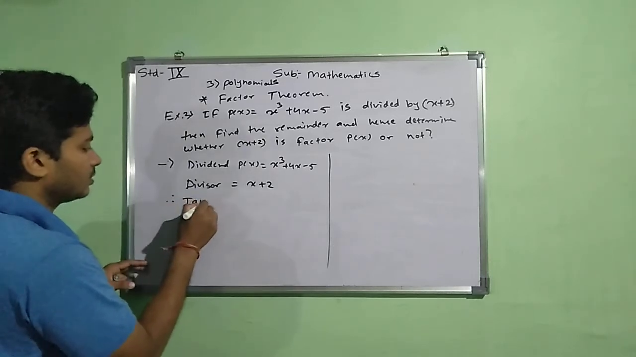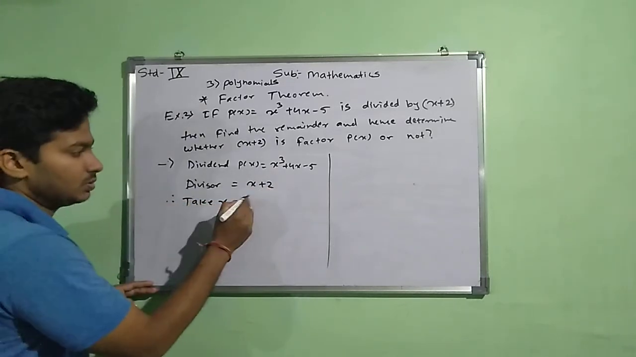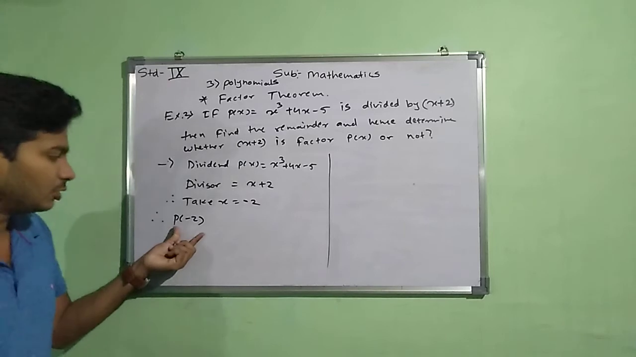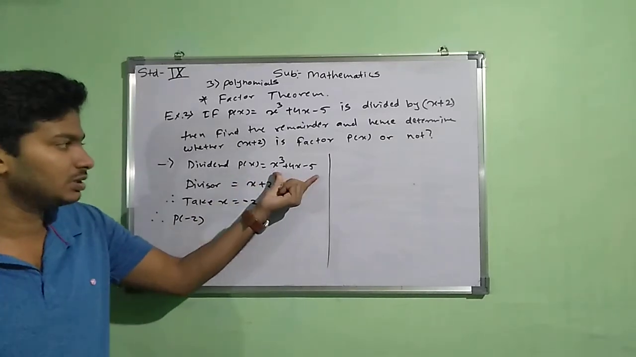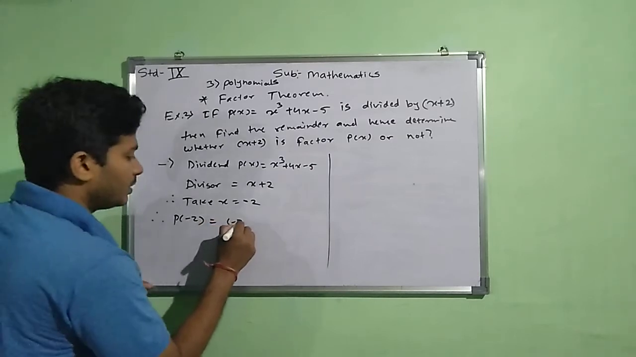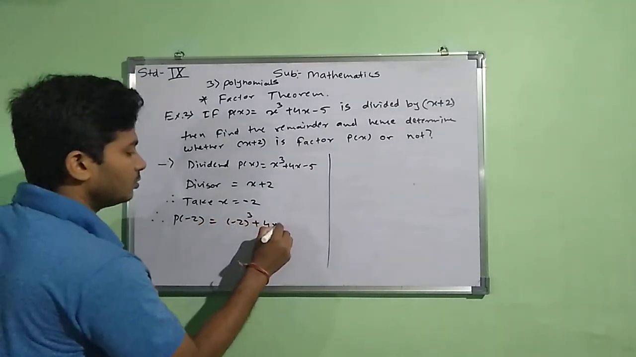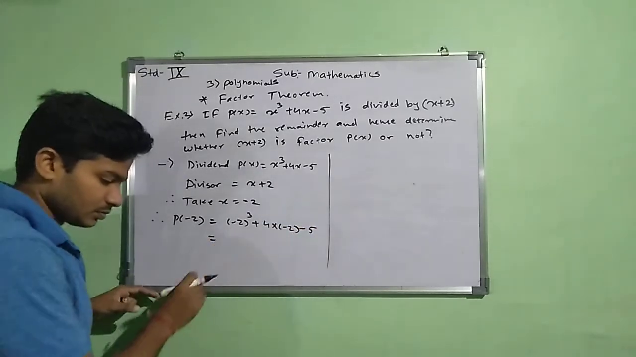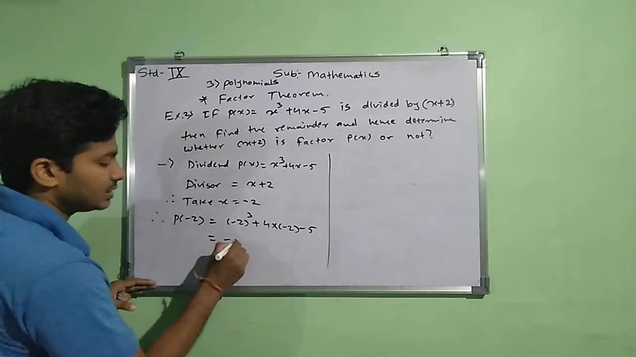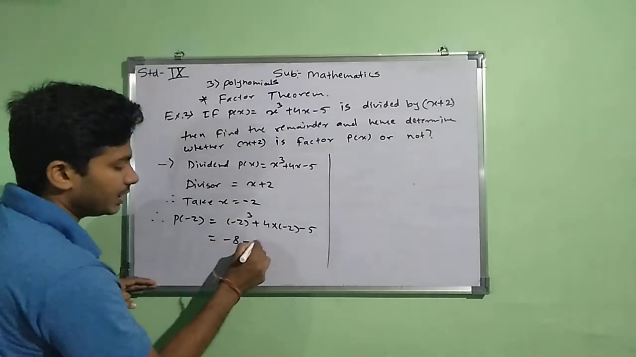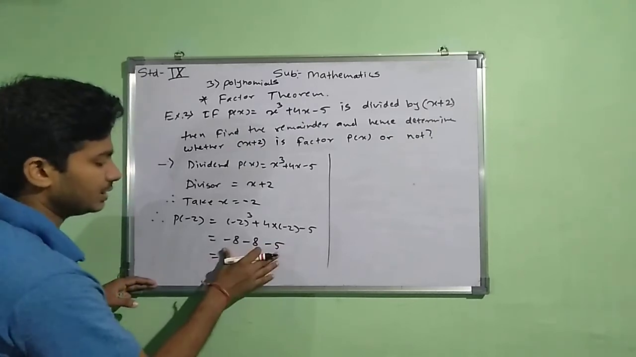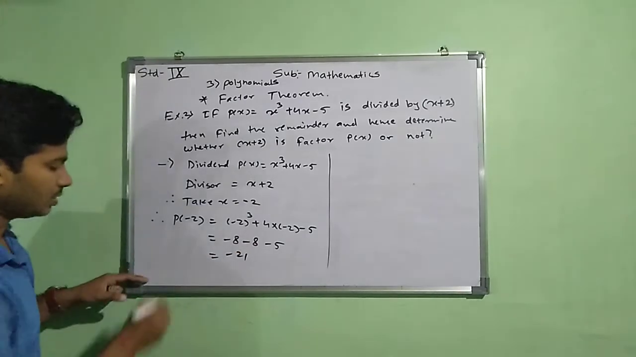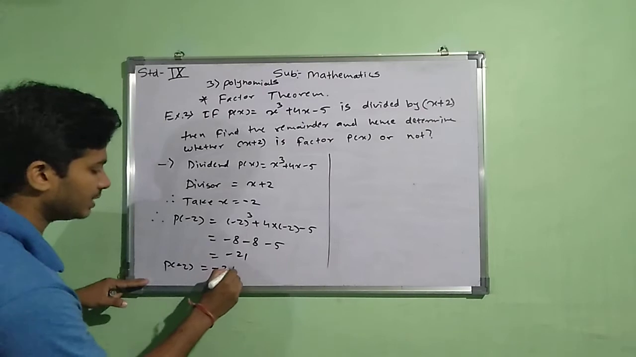Therefore we will take x is equal to the opposite of plus 2, which is minus 2. Therefore p of minus 2. Now we have to find the value of p of minus 2 after substituting the value of x as minus 2 in our given polynomial. So it will be equal to minus 2 bracket cube plus 4 into minus 2 minus 5, which is equal to, now cube of 2 is 8. So because of that minus sign we will get minus 8. Then 4 into 2, again minus 8, minus 5. So if you do the addition we will get minus 21. So here we got p of minus 2 as minus 21.